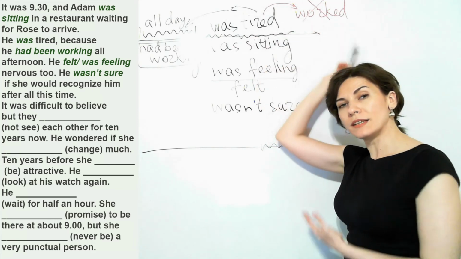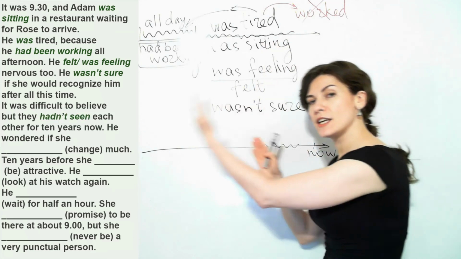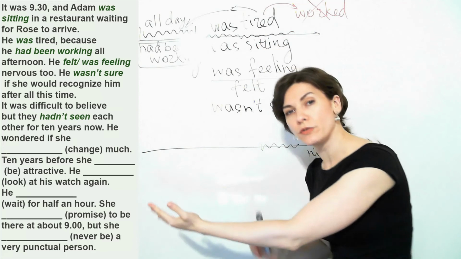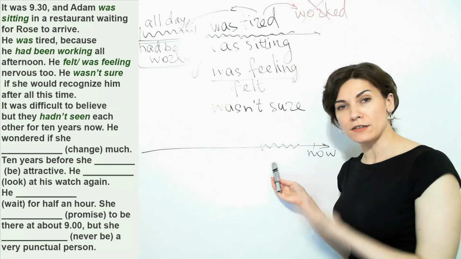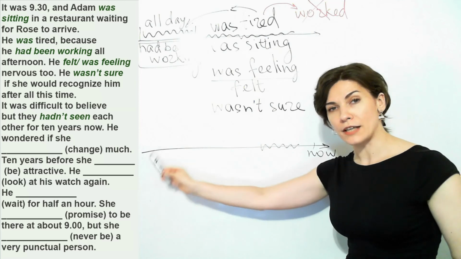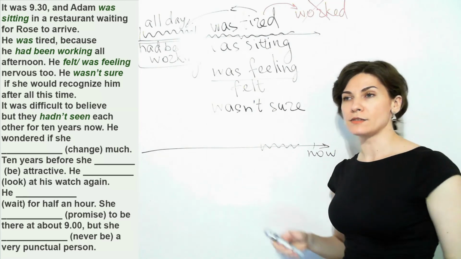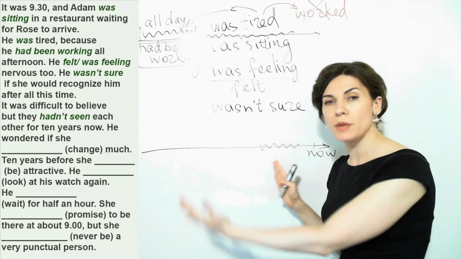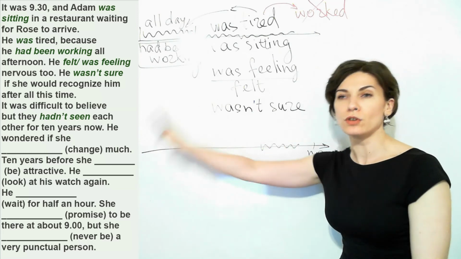It didn't happen later. It was difficult to believe that they hadn't seen each other for so long before the time when he was sitting at the restaurant and waiting for her. Before that moment, they hadn't met for 10 years. And we have here a period of time, so that's a state that had happened before other actions.